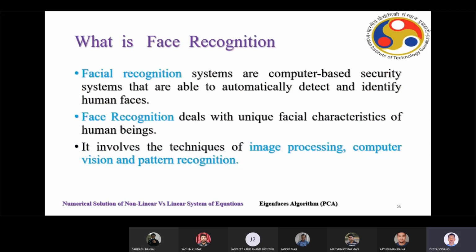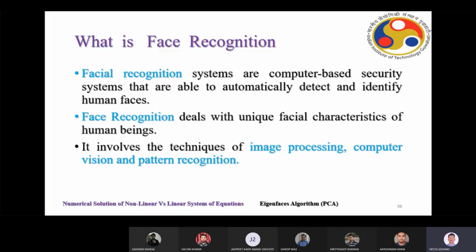So what does face recognition mean, first of all? It is a computer-based security system that is able to automatically detect and identify human faces. Face recognition deals with the unique facial characteristics of human beings. It involves the techniques of image processing, computer vision, and pattern recognition.